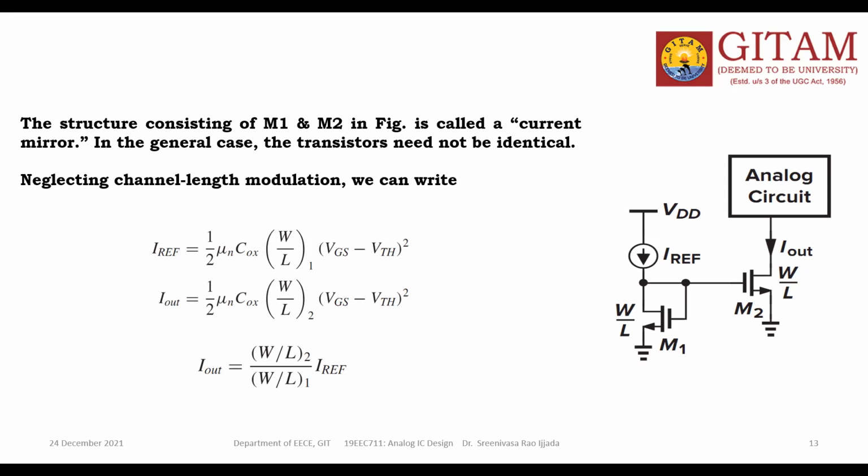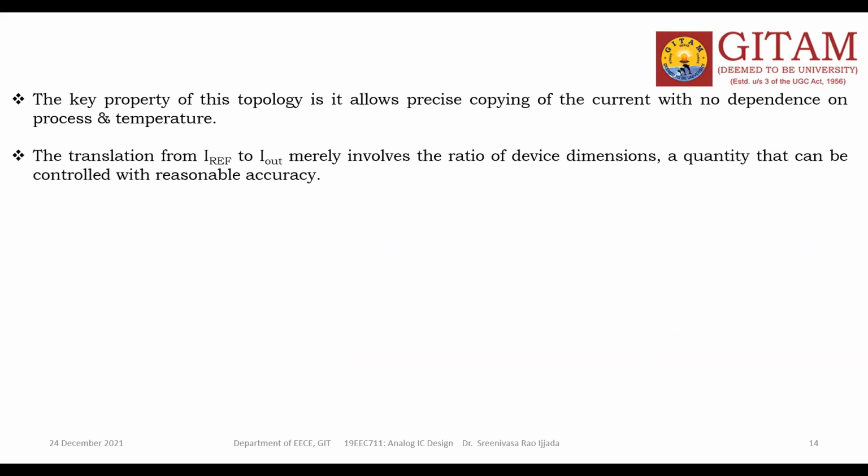So I can say that with this concept, your current mirror will work against the PVT variations. Okay, so all of this is theoretical, but we'll see later. The key property of this topology is that it allows precise copying of current with no dependence on process or temperature. That's the first thing we know: the translation from I reference to the I out.